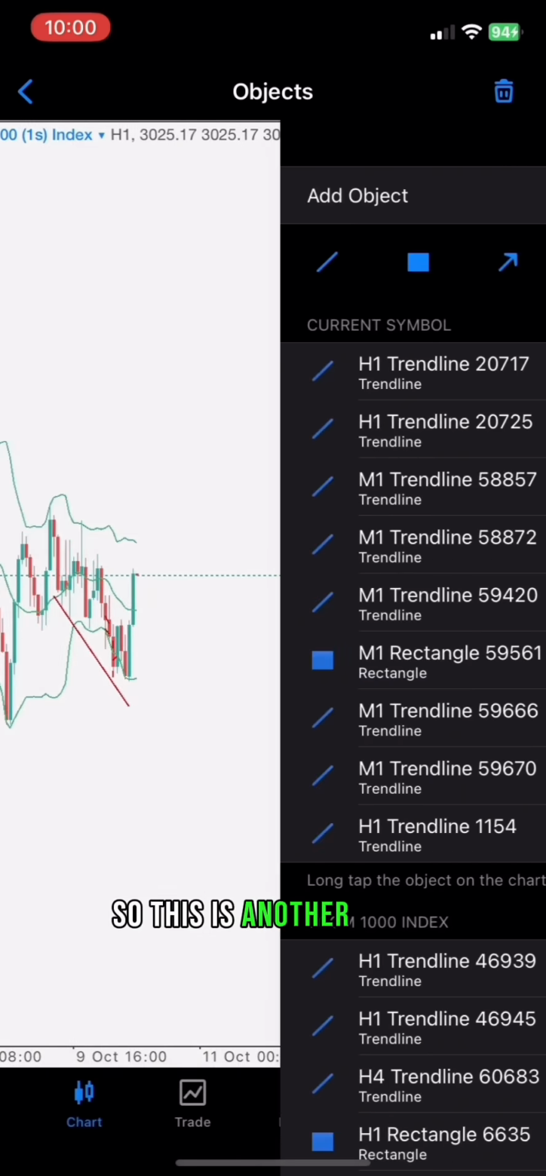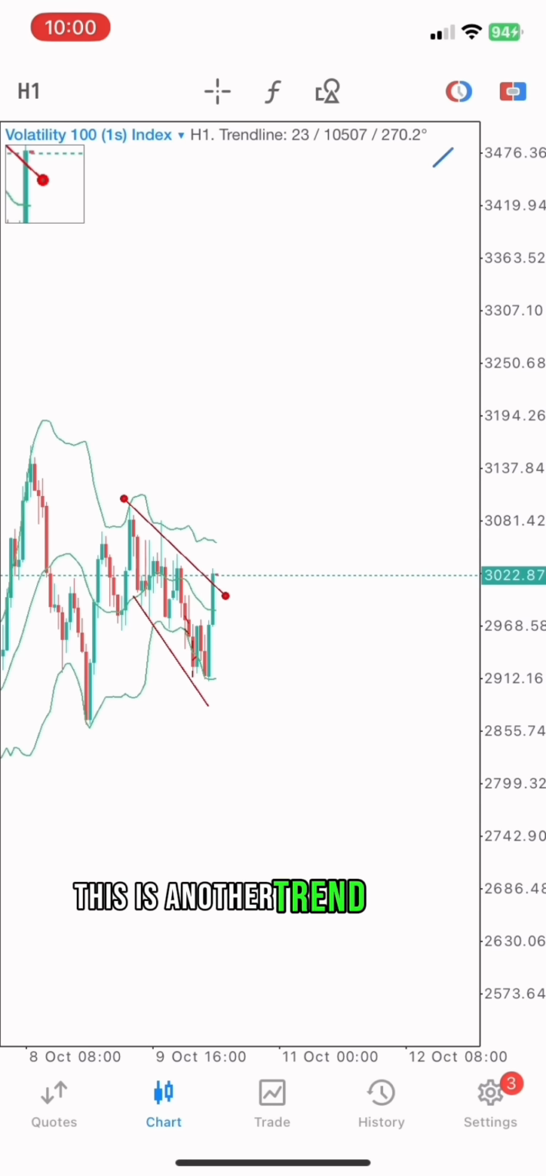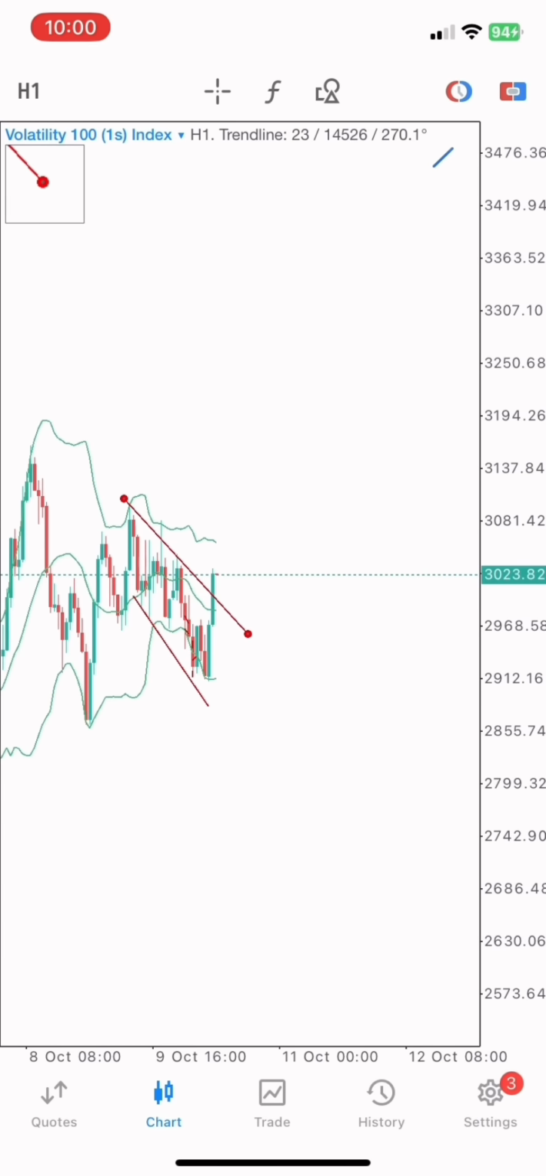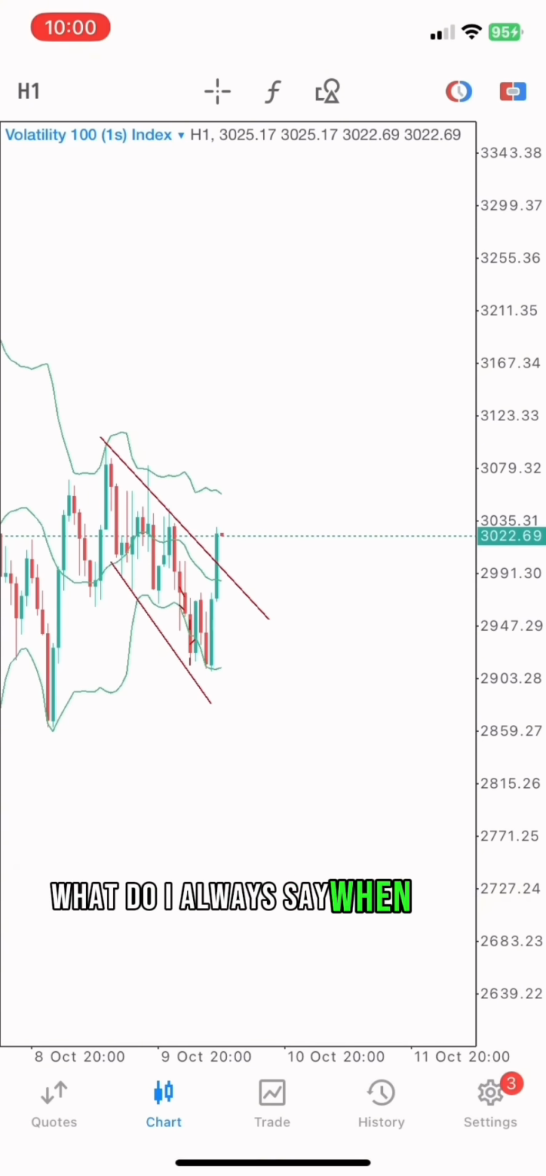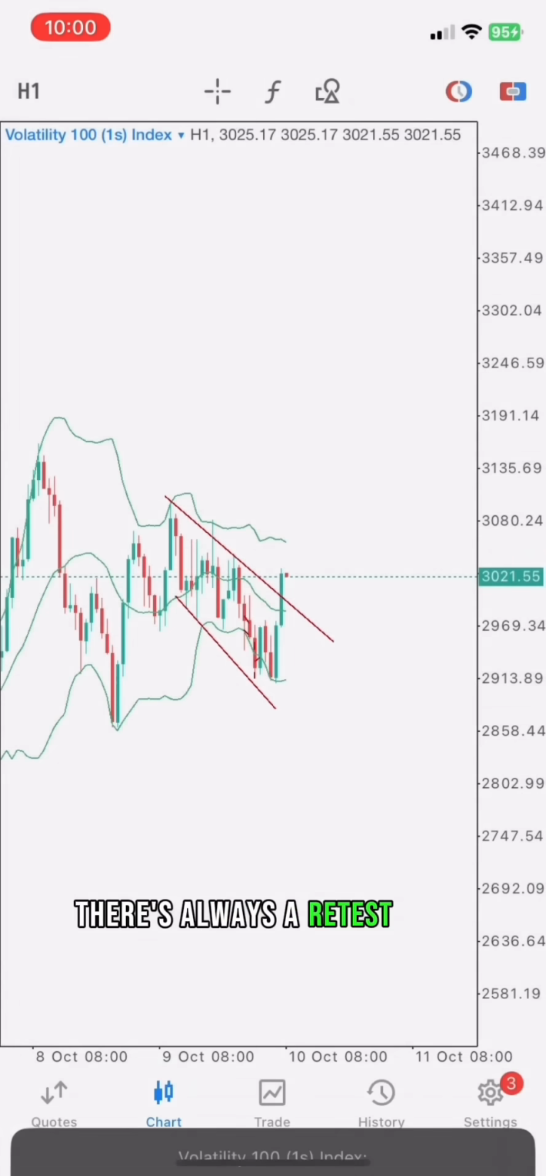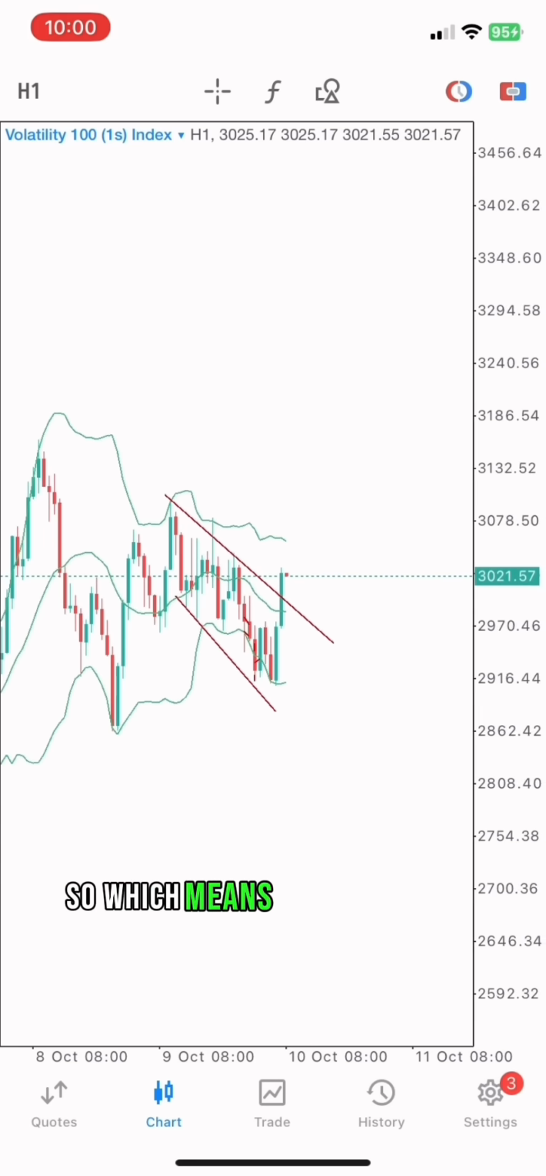So this is another trade. This is another trade in the 1 hour time frame. I've spotted a breakout, right? What do I always say? When there's a breakout, there's always a retest, right? So which means I'm expecting a retest.